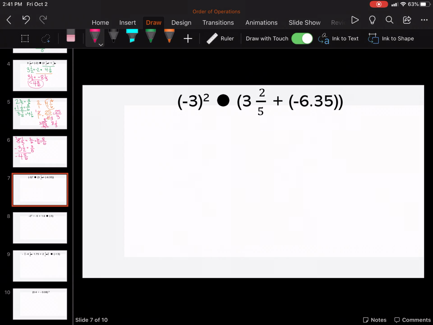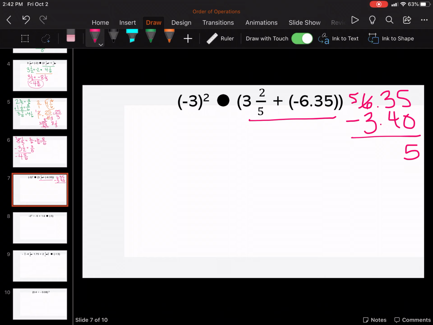For this next one, start with what's in the parentheses. That's going to be 3.4. So different sign, subtract: 6.35 minus 3.40. Okay, so it's going to be negative because the 6 is negative.